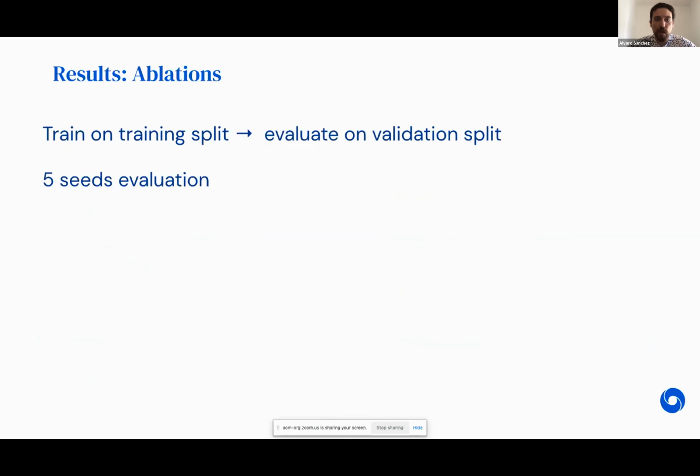So finally, I want to quickly show a few ablations, which emphasize some of the key modeling choices. For these ablations, we trained 5 seeds of a single model on the training split only, and show learning curves for the validation split.